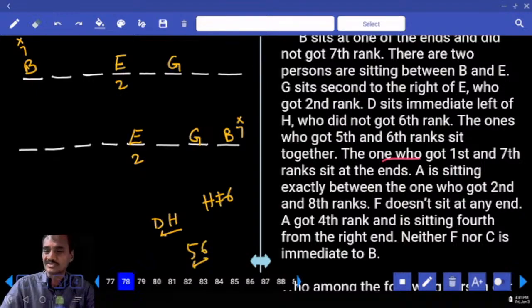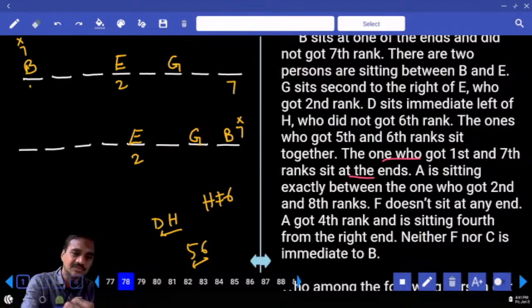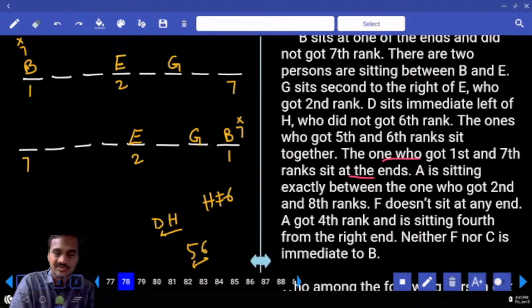And the ones who got 1st and 7th rank are at the ends. 1st and 7th are at the ends, this person must be 7, this is 1. Clear? 1 and 7 are at the ends.